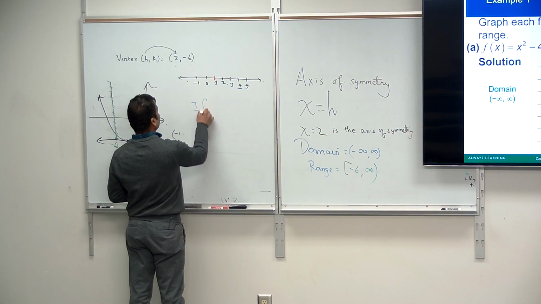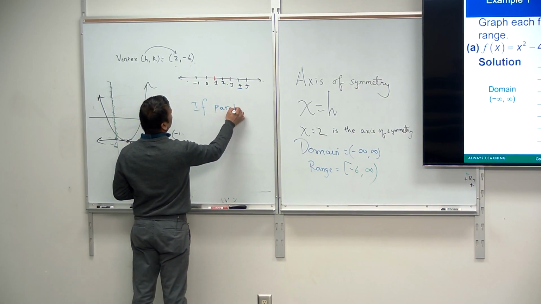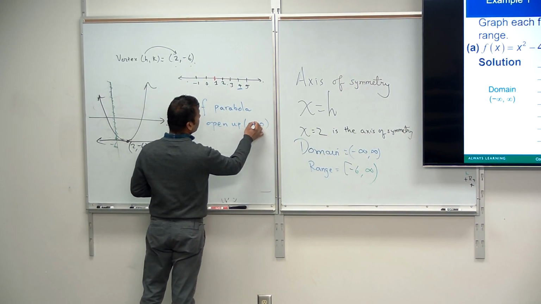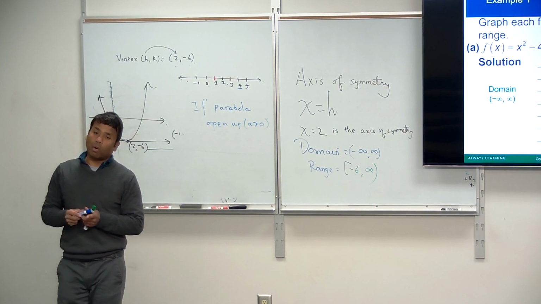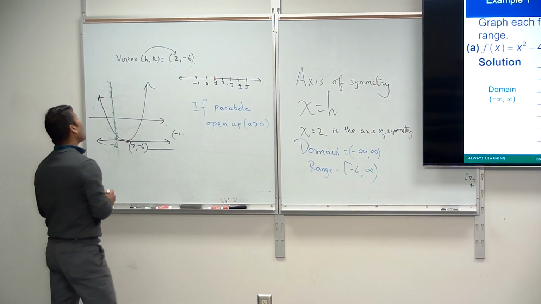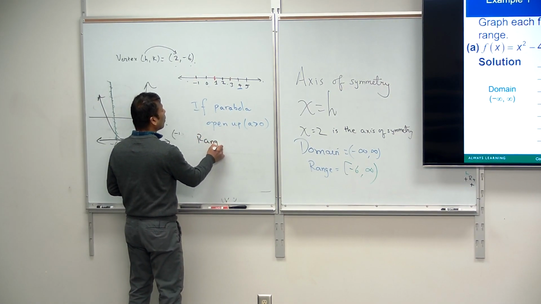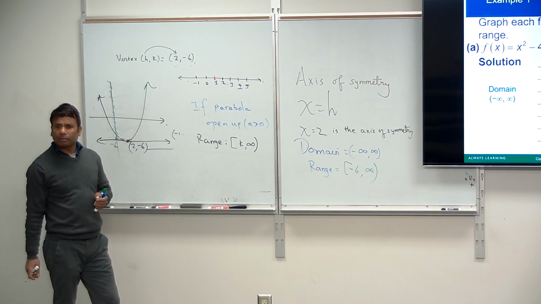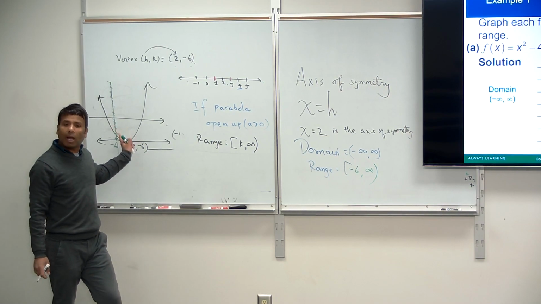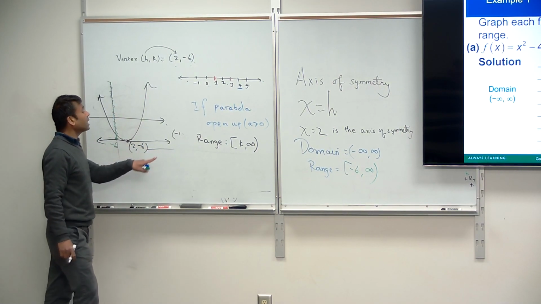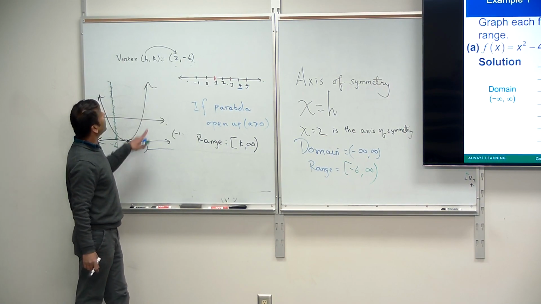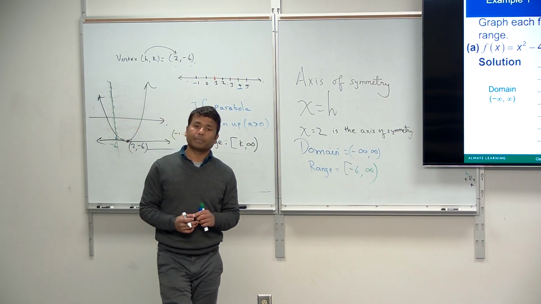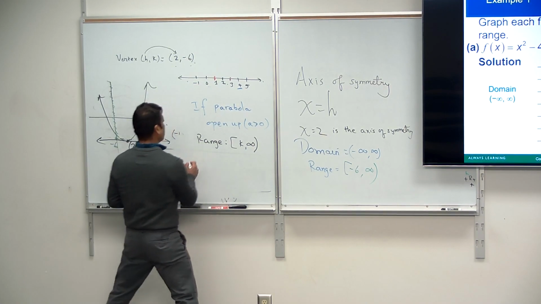If the parabola opens up, so that means a is positive, right? If a is positive, your parabola opens up. If the parabola opens up, the range will be [k, positive infinity). Are you with me? This parabola opens up, so that's why the range is [k, positive infinity), and the value of k is -6, and you include -6. That makes sense.